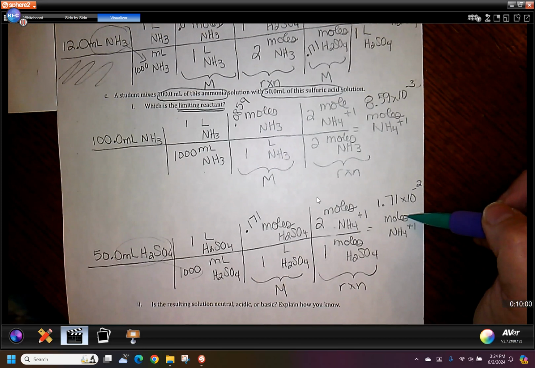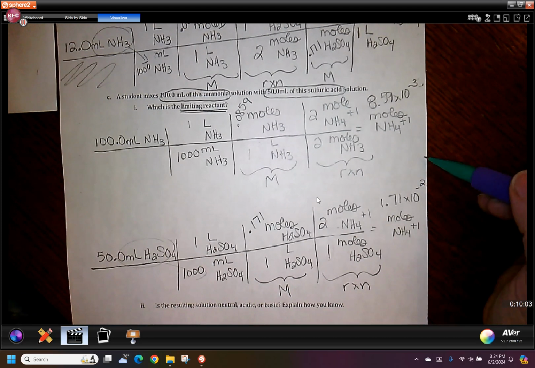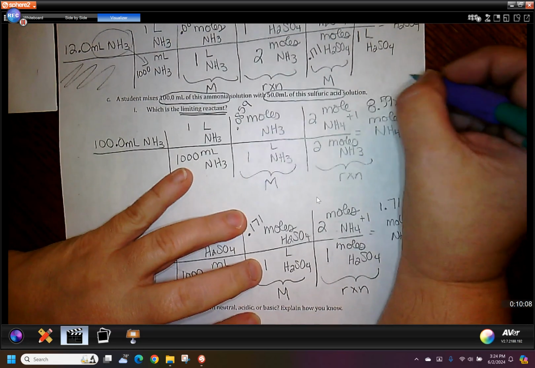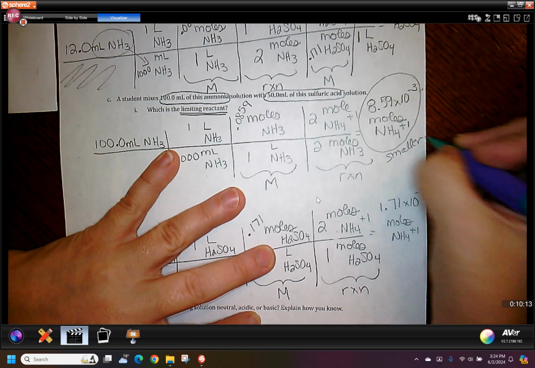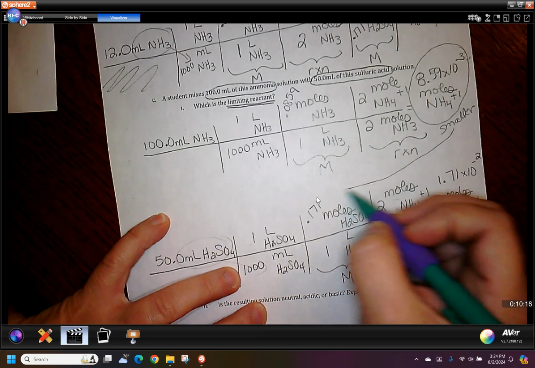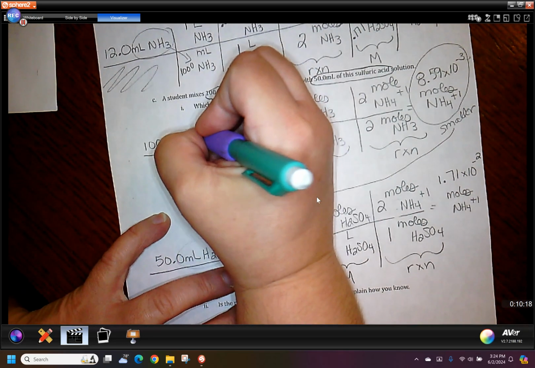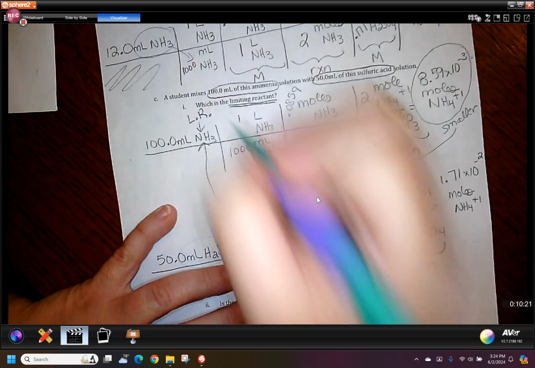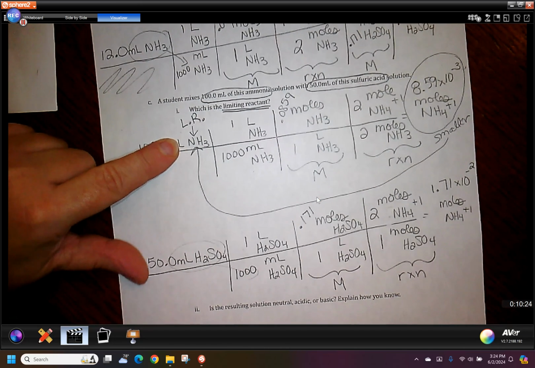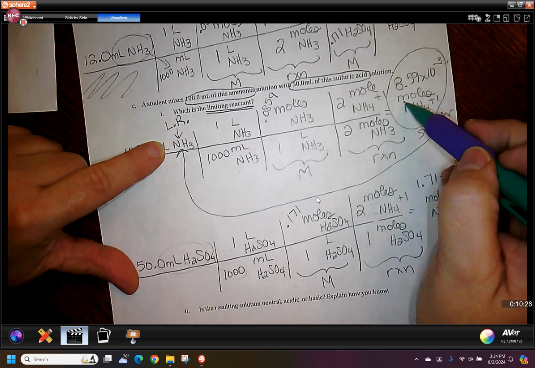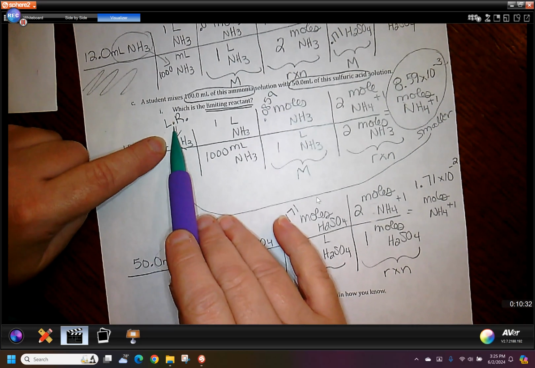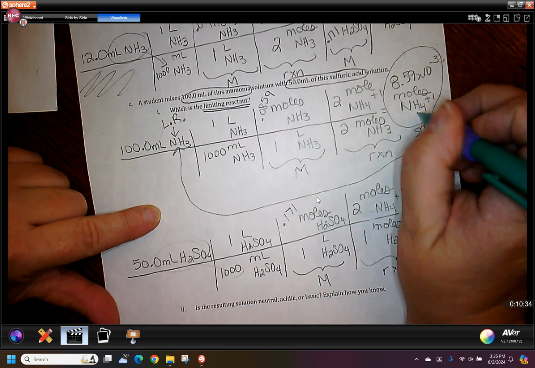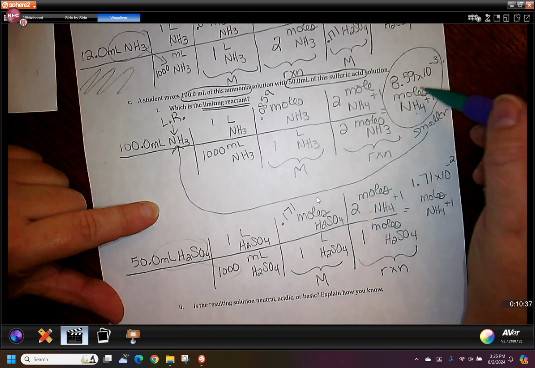Now I've got to think, like, wait a second. Right, in your head, write it as normal notation, okay? This number is smaller, okay? So I'm going to make a smaller amount. So therefore, NH3 is the limiting reactant. NH3 made the smallest amount of product. So NH3 is the limiting reactant, and he made 8.59 times 10 to the negative 3 moles of product.